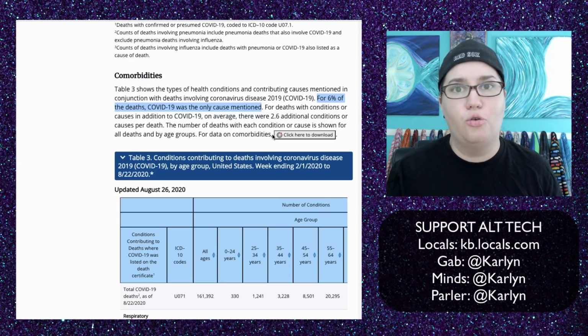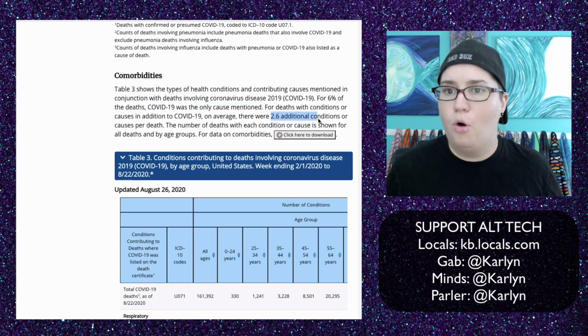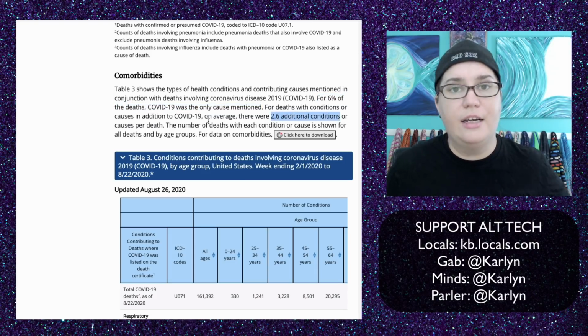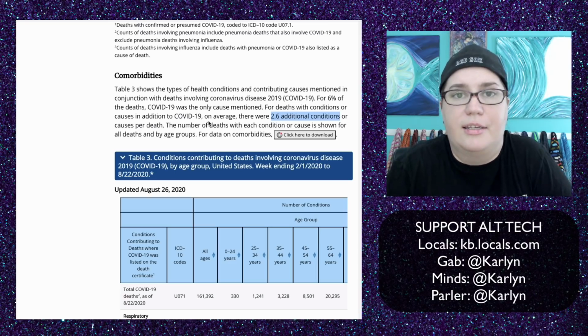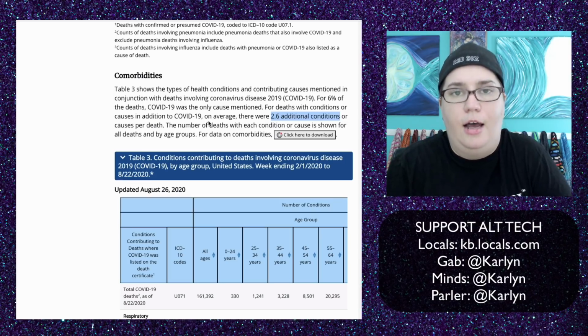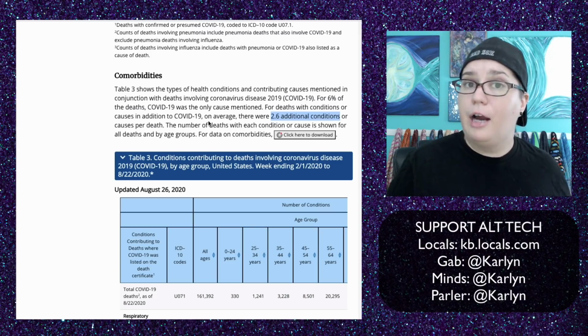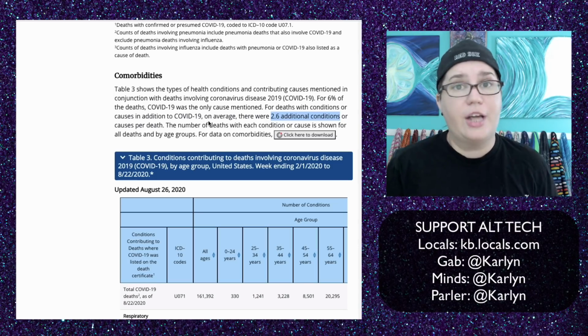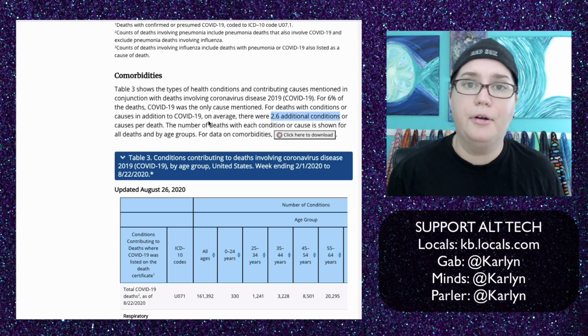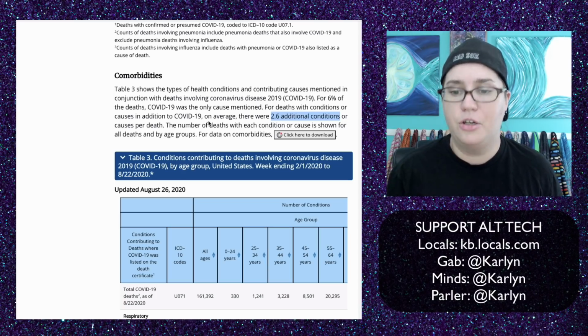94% of the people who died had, on average, 2.6 additional conditions. So, 92% of the people who have died of coronavirus are over the age of 54. And 94% of the people who died may have had coronavirus, but they also, on average, had 2.6 other conditions that could have led to their death.